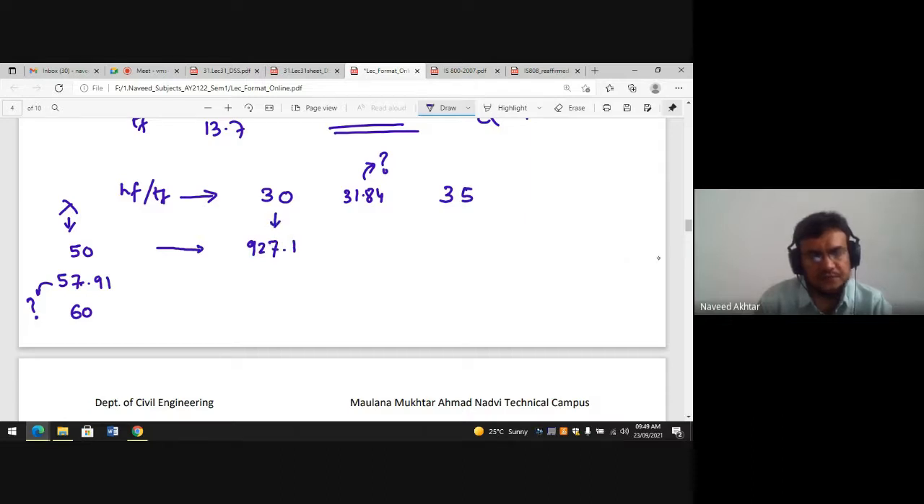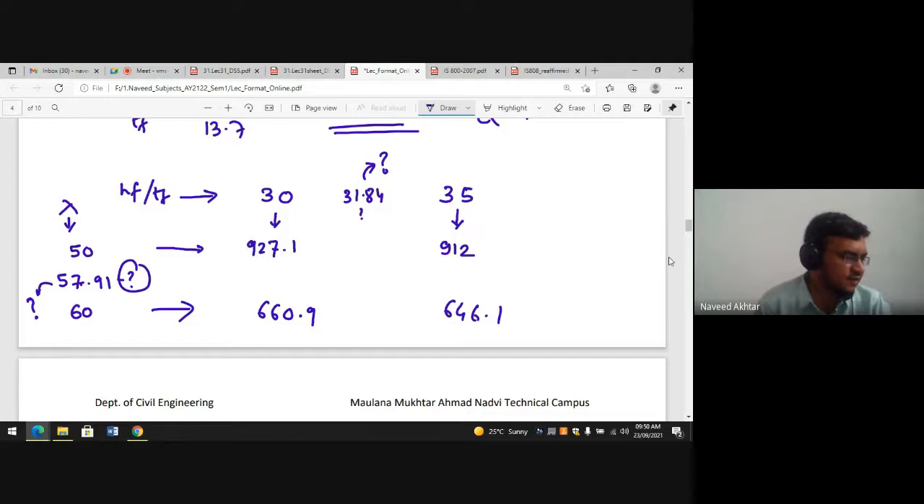For 30 it is given, for this it is not given, we have to find this out. And for 35 it is given as 912. I'm not wrong, okay, we are seeing from the table. Now this value, for this we don't know, we have to find out. Now for 60 it is given 660.9 and 646.1. So now mainly we need to find out this value.